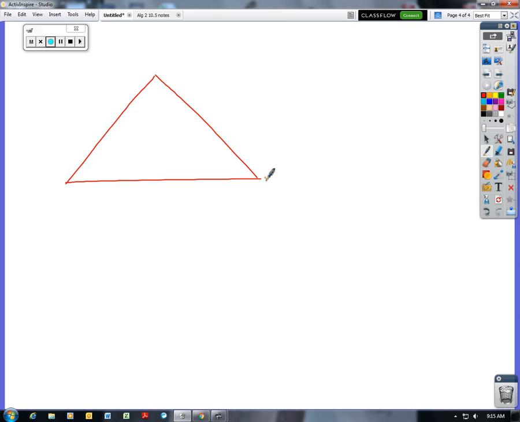Let's label this big A, big B, big C, and therefore the opposite sides are the lowercase letters. All right, and what I'm going to do is drop an altitude down from B, and call that h. Right now I'm deriving a new formula for the area of a triangle.